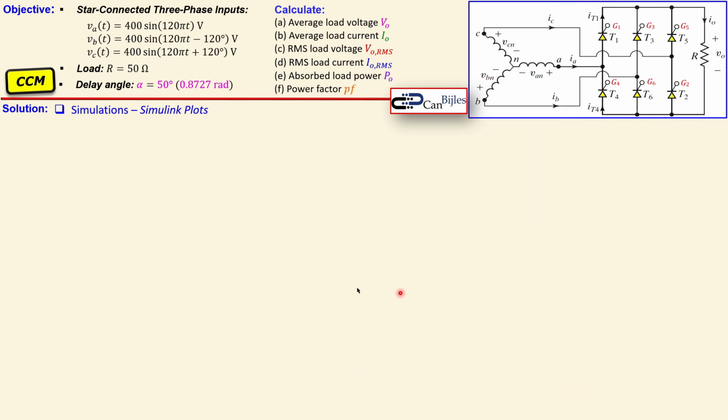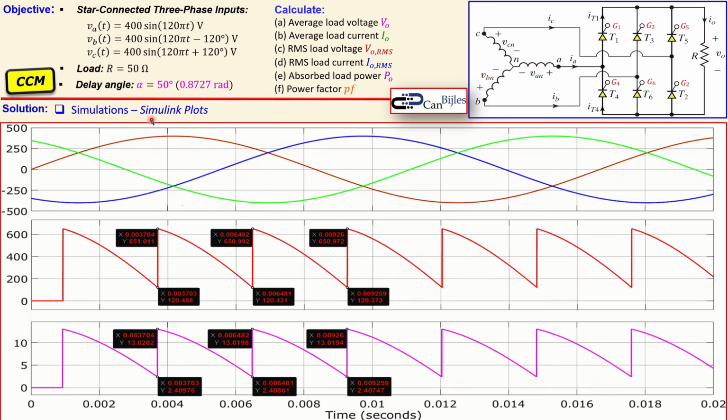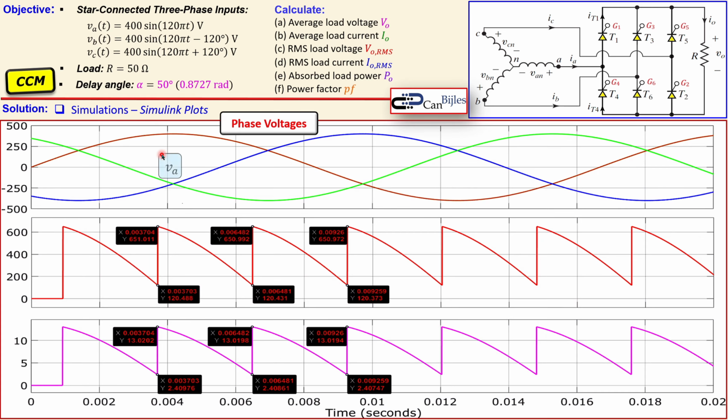Okay, in this case we look also at the Simulink plots. So we see here again the phase voltages VA and VB and VC. So the brown, the blue, and the light green one. Load voltage and the load current. We see also labels, so let's go one by one and so verify that the calculations are correct.